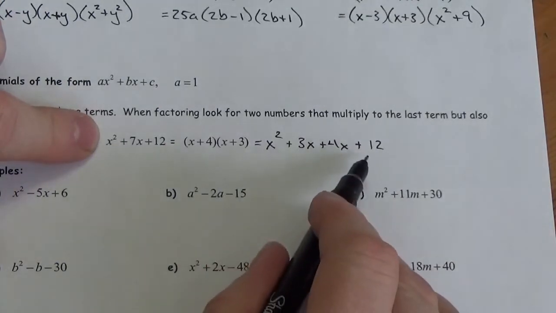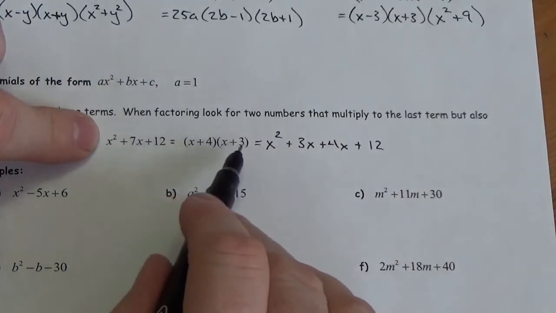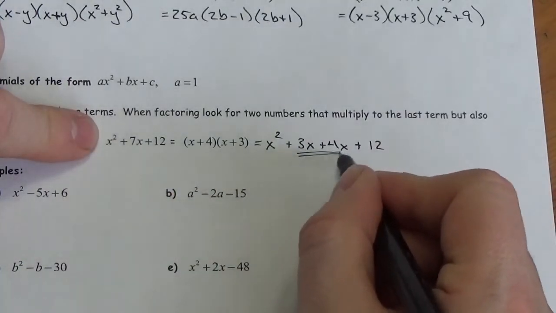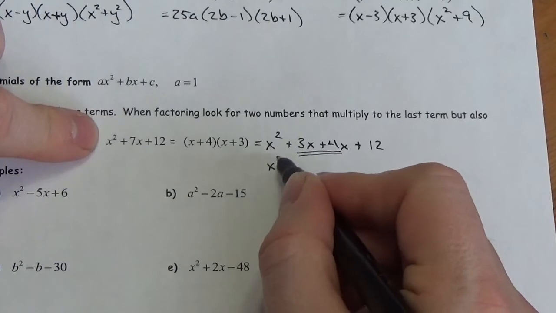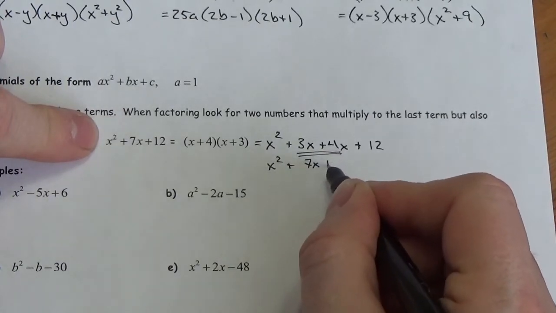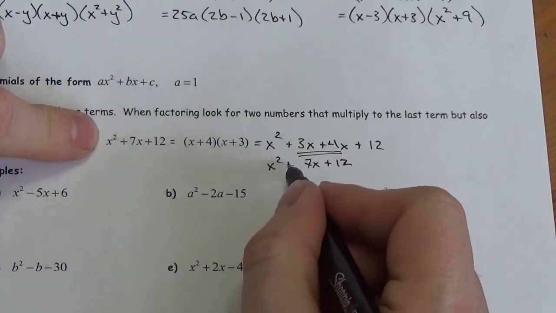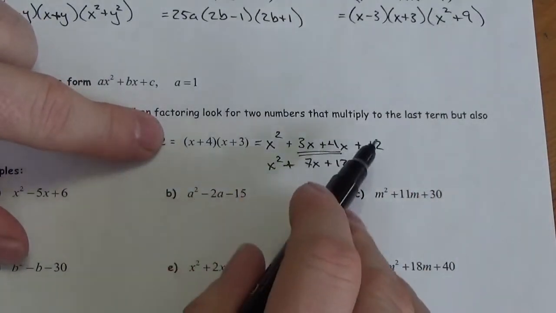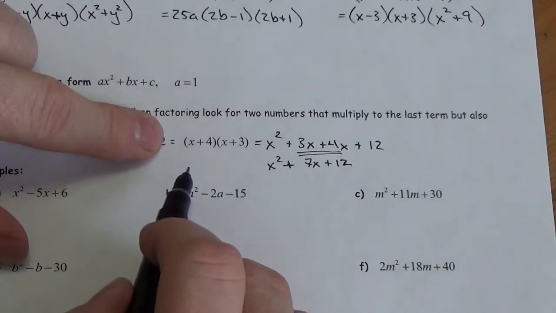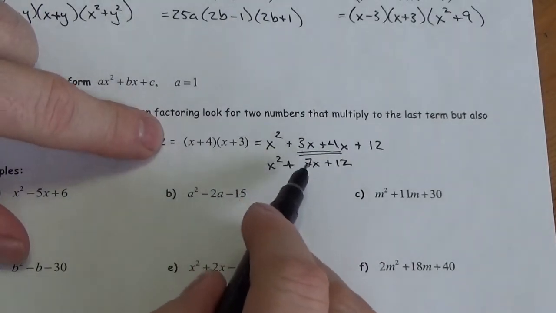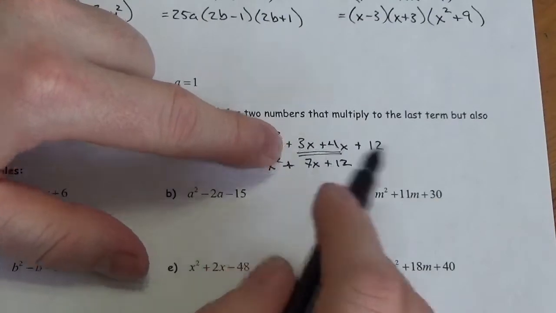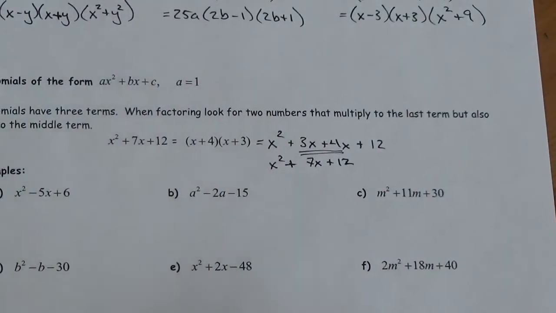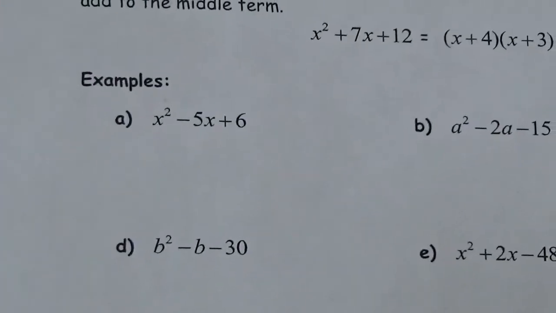Now watch, to get the 12, I multiplied these two numbers together. But I'm not done with this, because what I'm going to do now is add these two terms together to simplify it. So just so you catch what went on here, when I multiplied this out, to get that last 12 there, I multiplied 4 by 3. But to get this middle term, I ended up adding the 4 and the 3 together. And that's why this works here. So now, let's take a look at a handful of questions.